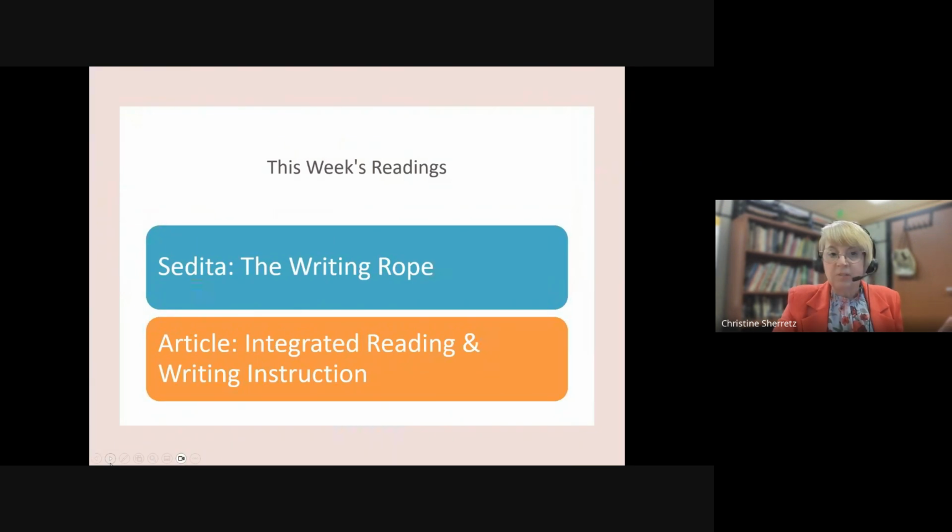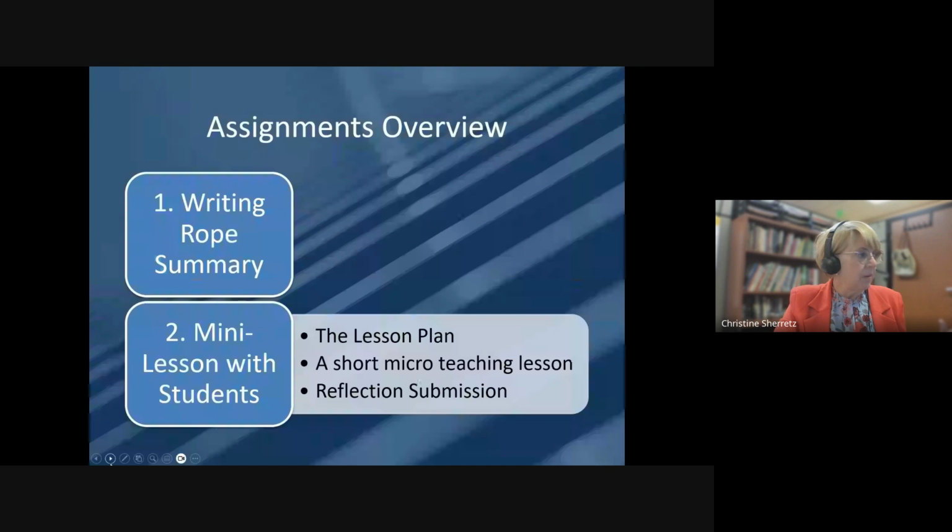So again, you have some reading. You're going to be reading about 2 or 3 articles about the writing rope, and then there's another article about how to integrate reading and writing. You have 2 assignments. For your discussion post, you're going to be writing and summarizing about the writing rope, and just really concentrating on one strand. Then you're going to do a mini lesson with students where you'll write a lesson plan, do a short micro teaching lesson that you'll record, and then have a reflection and summary.